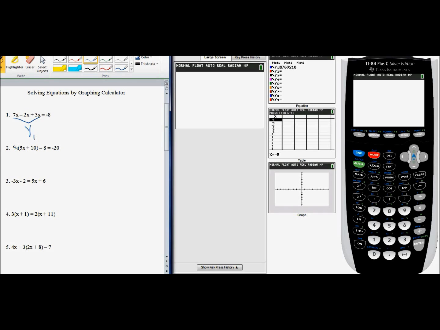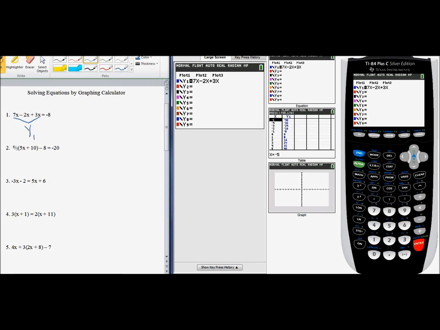So if you haven't already done so, let's go over here to your y1 screen. If you hit y1, you see the light flashing at y1 equals. So let's just go ahead and make our substitution. Go ahead and plug in 7x minus 2x plus 3x. Okay, and then if you hit enter, it'll jump down to y2 equals.